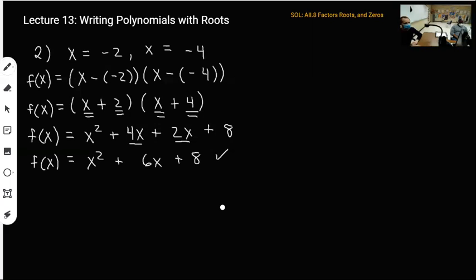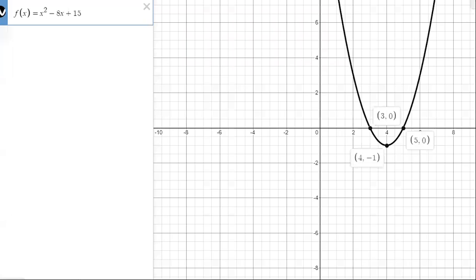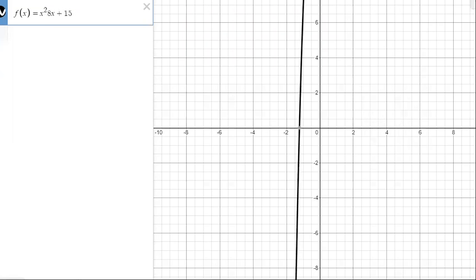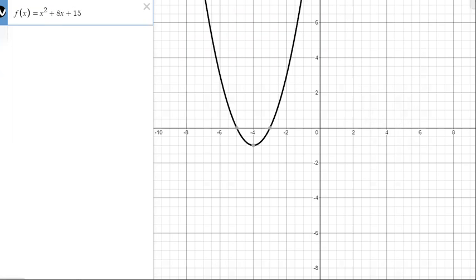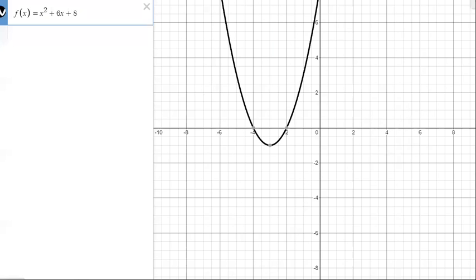So let's go ahead and graph this and see what it looks like. We're going to graph f of x equals x squared plus 6x plus 8. So all I'm going to do here is change this to a +6, and then change this to a +8. There we go. All right, so this is our graph now.